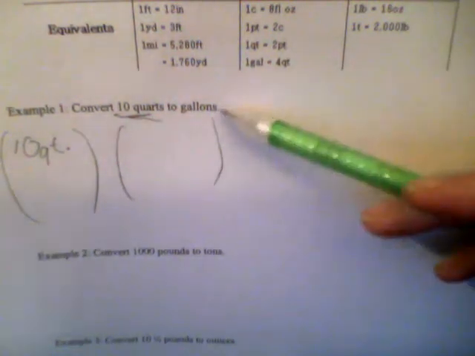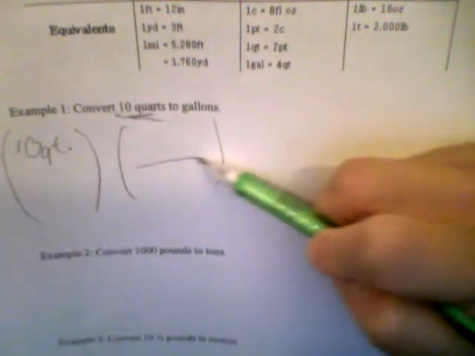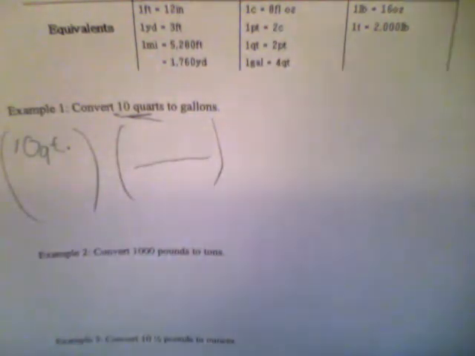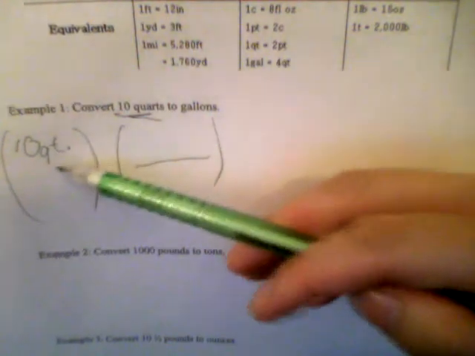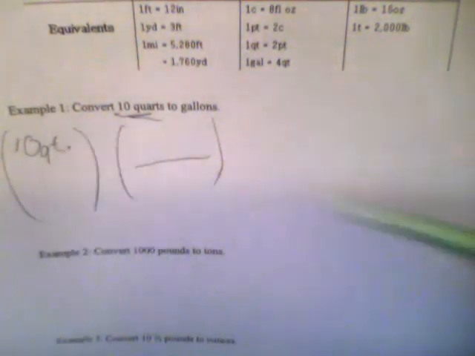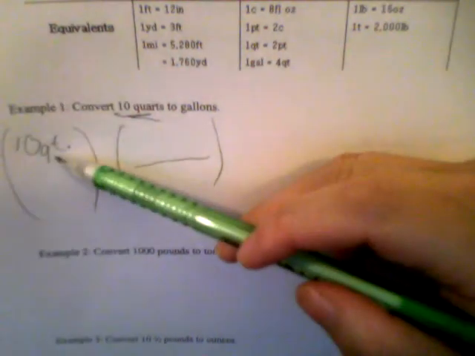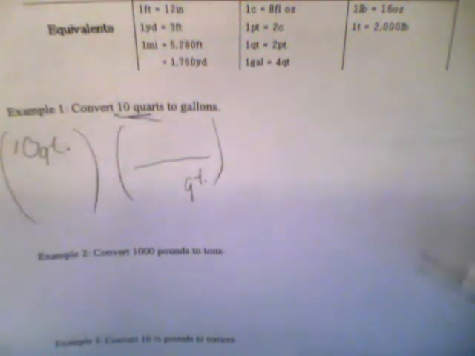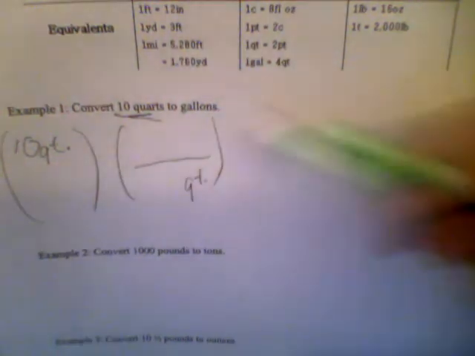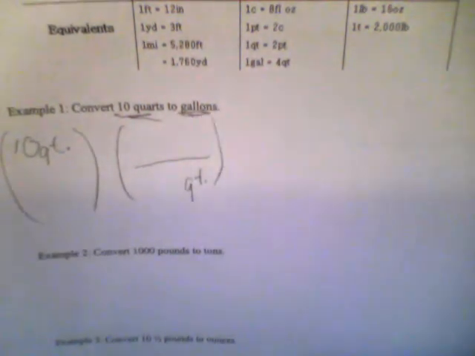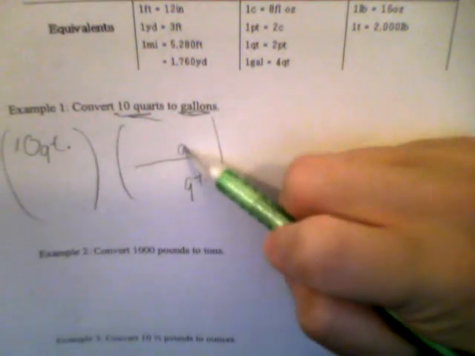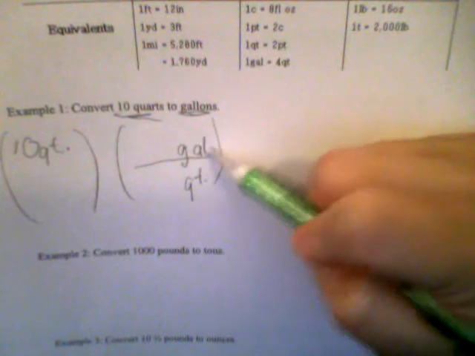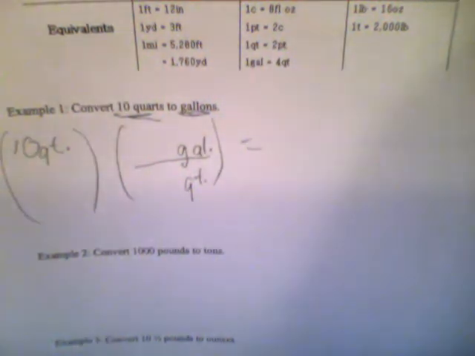Now in order to get from quarts to gallons, I need to multiply by some fraction. I just have to figure out what. Now, I eventually want my quarts units to cancel out. So because of that, since I have quarts on top, I'm going to want quarts in the denominator. That way when I multiply, my quarts units will cancel out. I want to end up with gallons, so my gallons is going to be in my numerator. Since that's what I want to end up with, that goes on top fraction-wise.